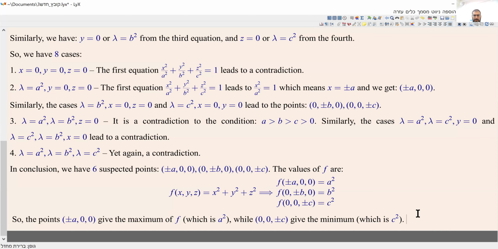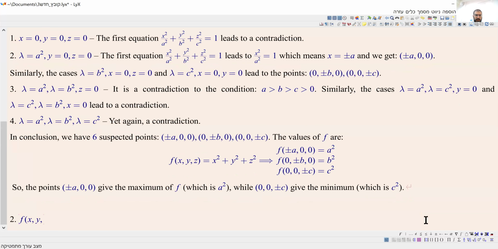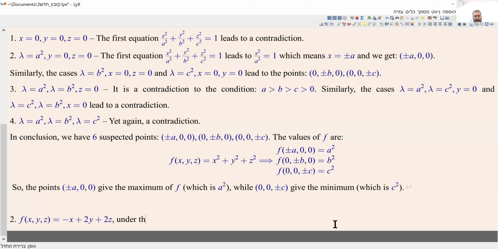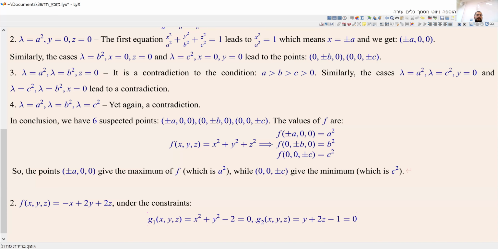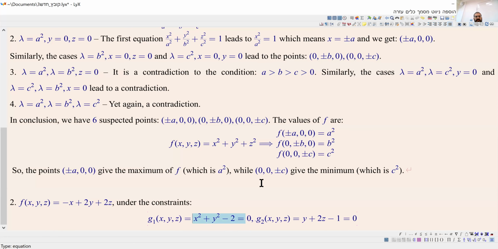Another example. So it will be 2. The function f of x, y, z is minus x plus 2y plus 2z, under the constraints g1 of x, y, z is x squared plus y squared minus 2 to be 0, and g2 is y plus 2z minus 1 equals 0.